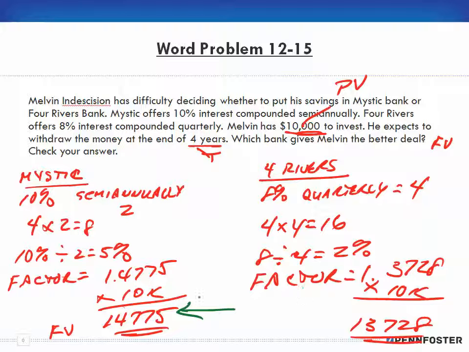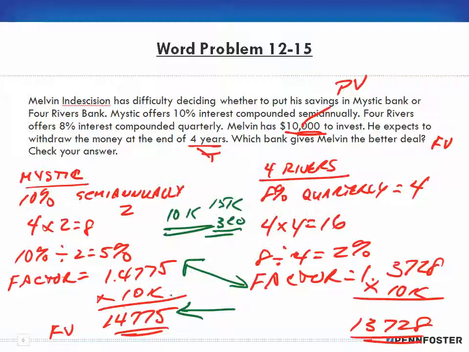Okay, and notice that all I needed to do was just compare the two factors, because the $10,000 principal is static. It's a constant. It didn't matter whether it's 10,000, 15,000, or even $320. Okay, it doesn't matter how much that amount is. What matters is the difference in the factor, because everything else is equal.